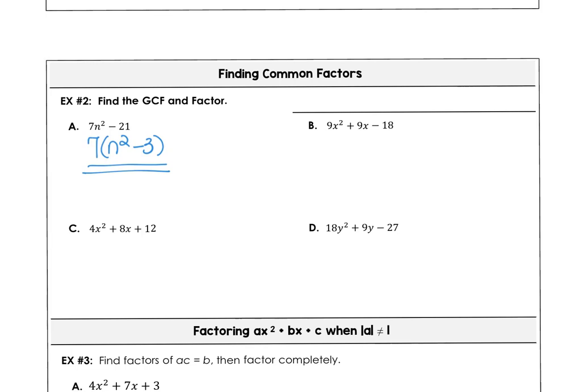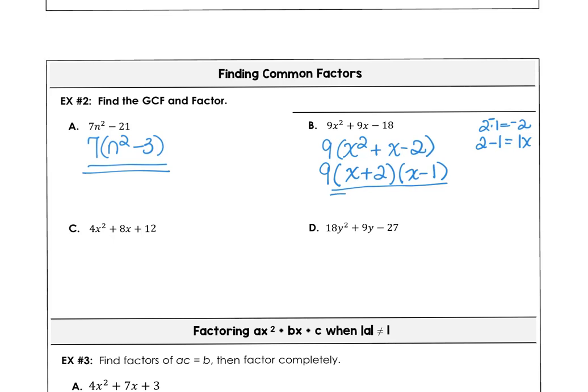In part B, it looks like 9 would divide each term evenly, so that leaves us 9 times x squared plus x minus 2. Now, can you think of factors of 2 that add up to be positive 1? Well, if we had a positive 2 and a negative 1, those would give us 1x in the middle, and a positive 2 times a negative 1 would also give us that constant of negative 2 on the end. So our distributive property would look like 9 times x plus 2 as one binomial and x minus 1 as the other binomial.